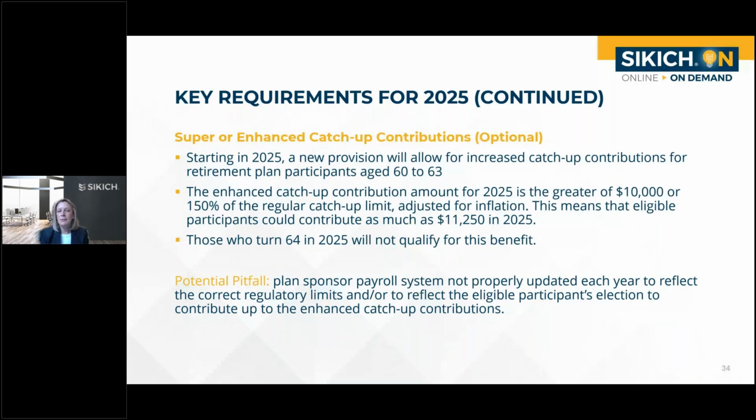And similar to the pitfalls that we previously discussed, it's really important to make sure that plan sponsor payroll systems are properly updated each year to ensure that these regulatory limits are set up and to further be able to bifurcate or to determine individuals that are eligible for these specific enhanced catch-up contributions versus those that are set up for regular catch-up contributions. So again, it's really important to make sure that your payroll and HRIS systems are properly updated to account for these changes in these contribution limits.